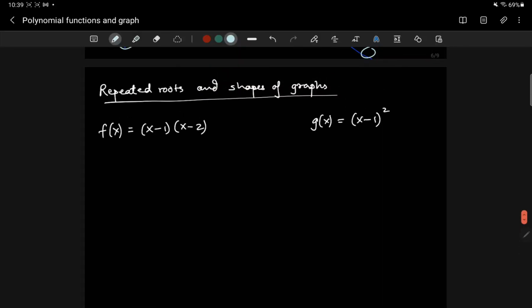Hi everyone, in this video, as promised before, we're going to look at when the polynomial goes through and when it turns around in terms of its graph at the root. For that, let's take these two examples. f(x) is (x - 1)(x - 2) and g(x) is (x - 1) whole squared.